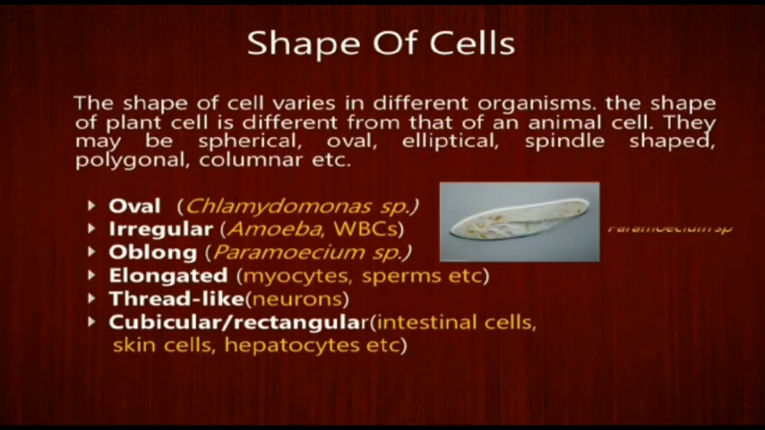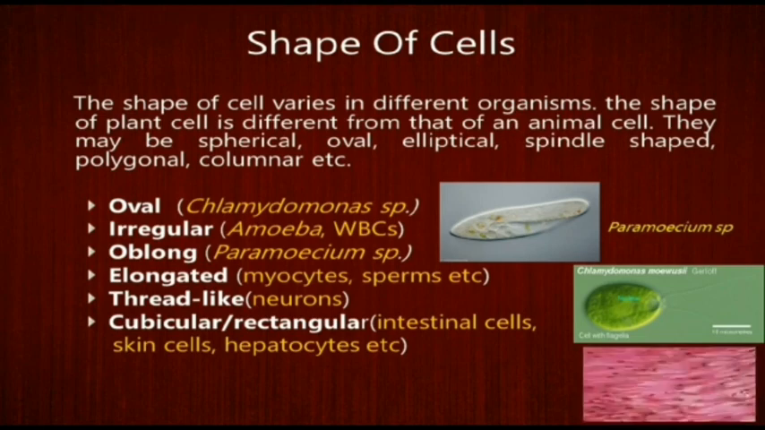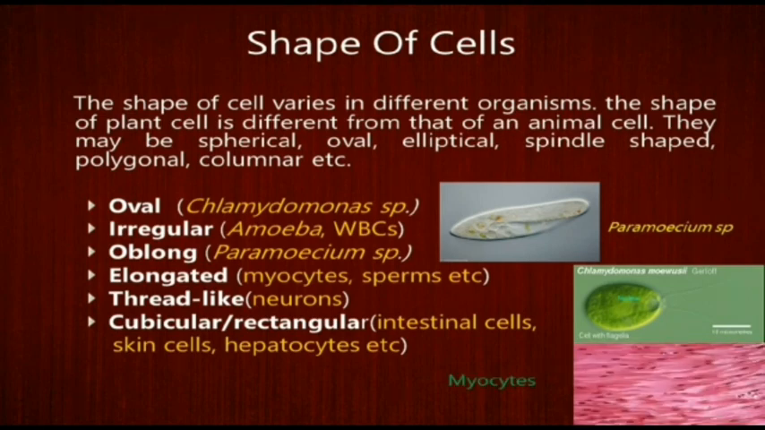The shape of the cells varies in different organisms. The shape of a plant cell is different from that of an animal cell. They may be spherical, oval, elliptical, spindle-shaped, polygonal, columnar, etc. Oval, irregular, oblong, elongated, thread-like, cuboidal, rectangular, etc.